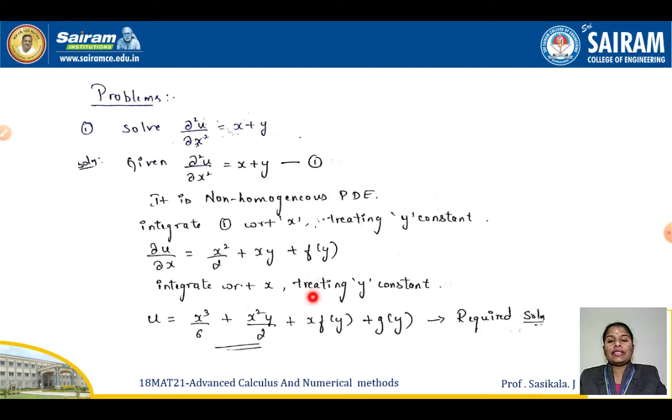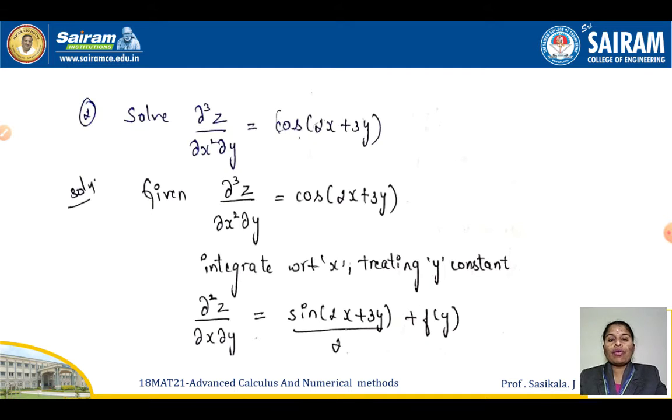Now again you integrate with respect to x, treating y as a constant. This gives u equal to x cube by 6 plus x squared by 2 into y plus, integrating f of y into dx, x into f of y, since f of y is a constant. Then I have to add one more constant because I have integrated again, so it will be another function g of y. So this is your required solution. Now one more example.